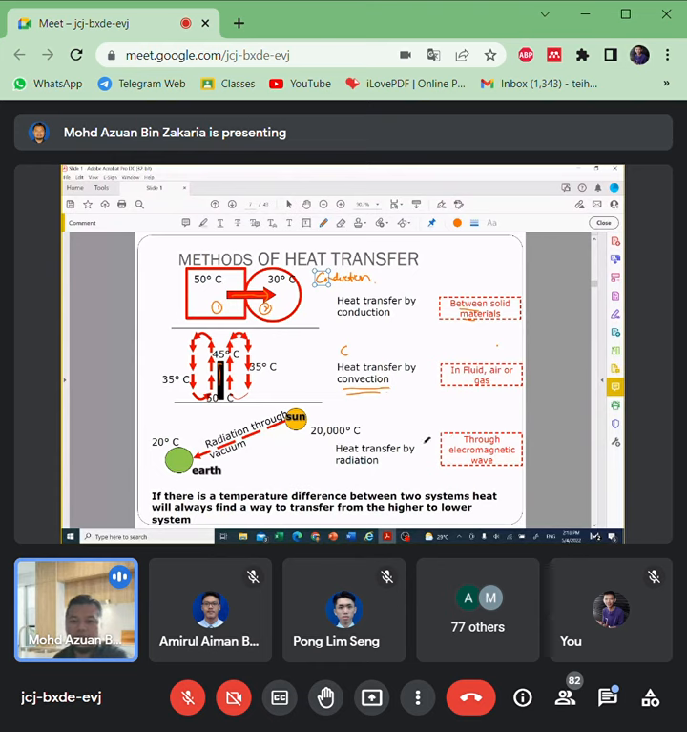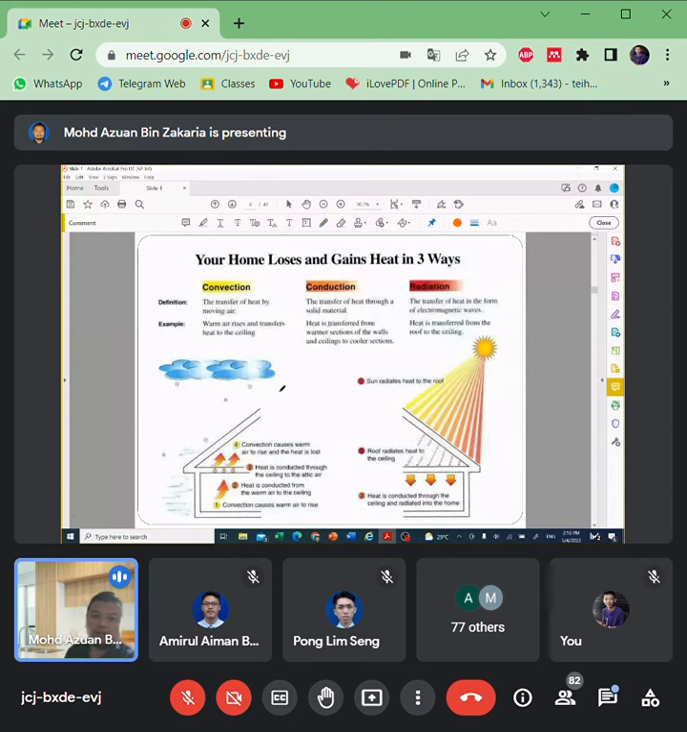Last but not least is radiation. It's simple. A simple example is the sun, which gives electromagnetic waves, so we can get the heat energy. When we relate to our building, how heat is transferred to the building, we can refer to this slide. We can say that there are two ways.